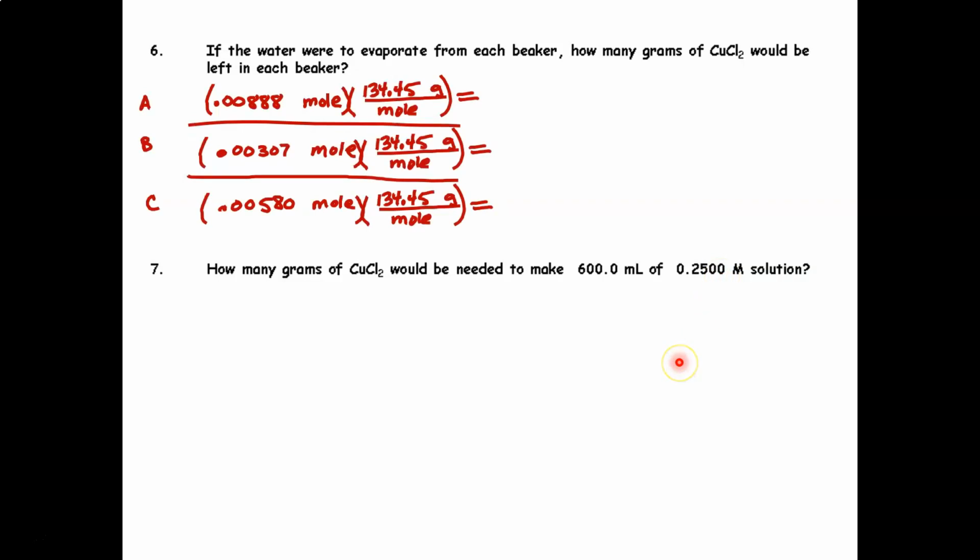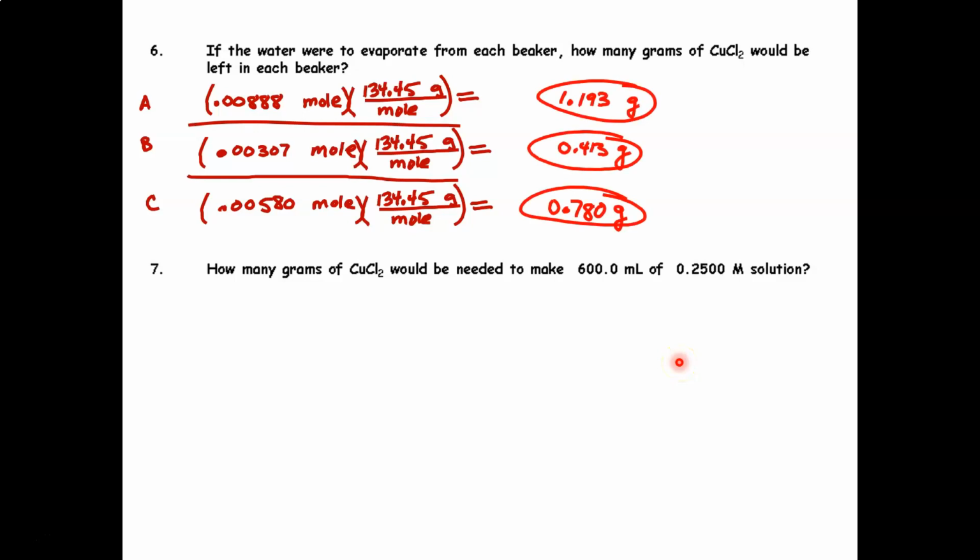If we evaporated each one of those beakers that we were talking about in the previous problem, we're going to get a certain number of grams in each one of the beakers. So we'll start with how many moles we have and multiply it times the molar mass, which is the same for each one. And it will tell us how many grams of copper chloride are left in each beaker after all the water has evaporated.